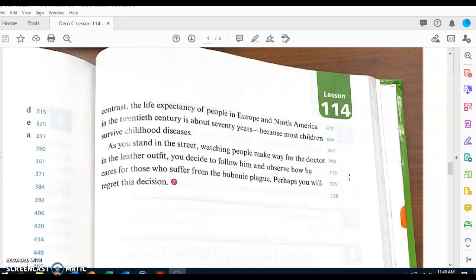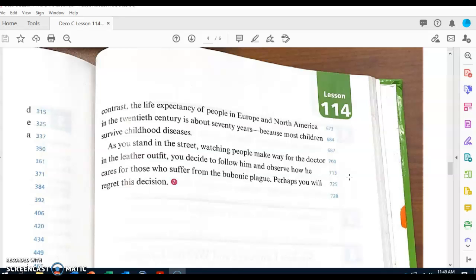As you stand in the street watching people make way for the doctor in the leather outfit, you decide to follow him and observe how he cares for those who suffer from the bubonic plague. Perhaps you will regret this decision. Let's listen to question number 7.